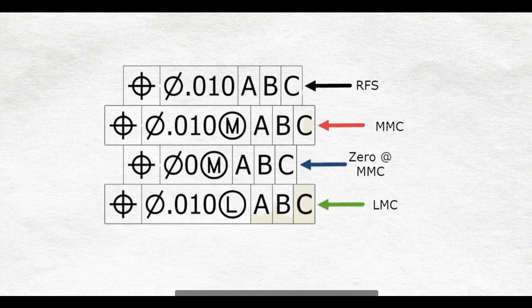Modifier symbols. Each geometric tolerance for a feature of size applies in one of the following three contexts. Regardless of feature size, the default; modified to maximum material condition; modified to least material condition.